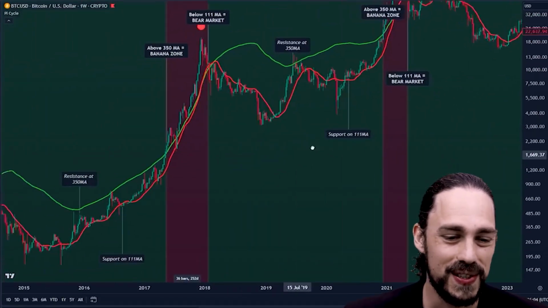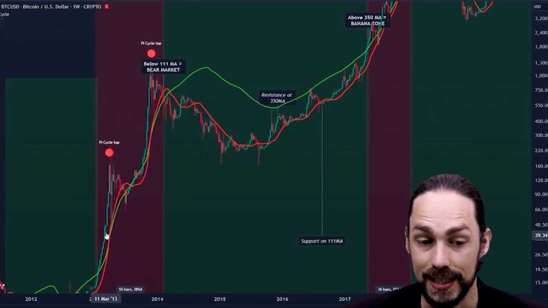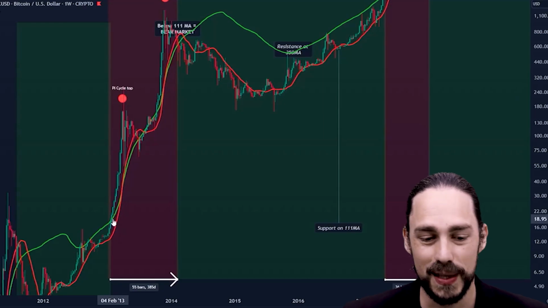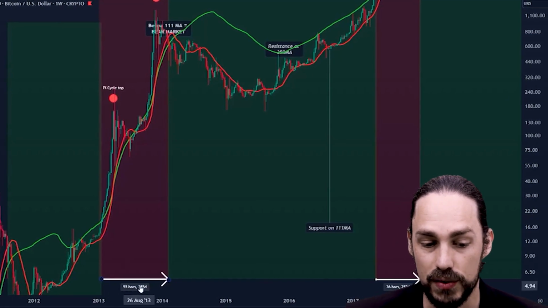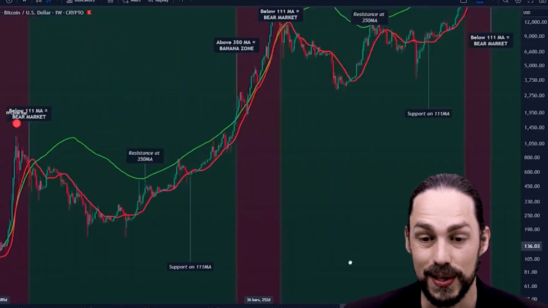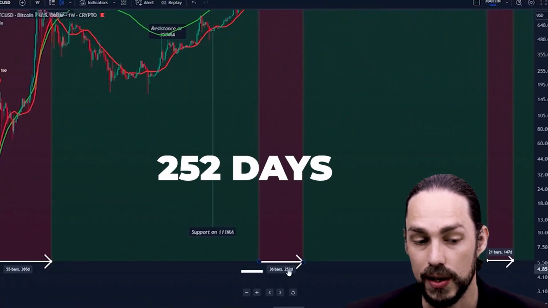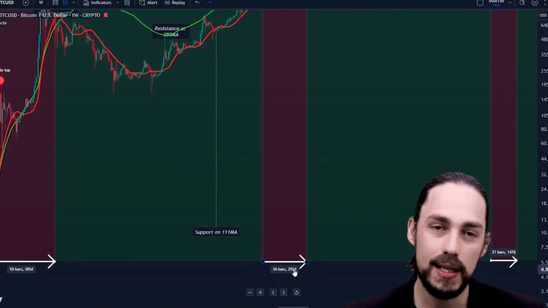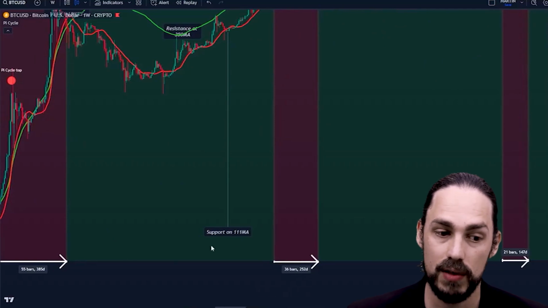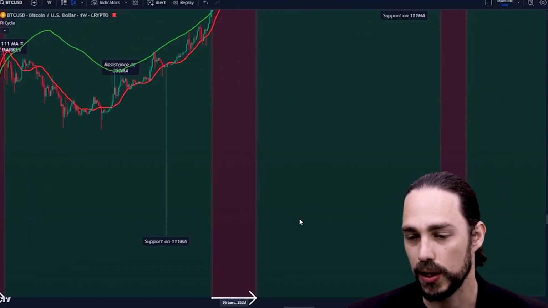And to do that, we can calculate how long we stayed above these levels in the past. Now, in the previous bull runs, in 2013, we stayed in this range for roughly 385 days. In 2017, we stayed above this green line for roughly 252 days. So we can already see that we have these diminishing time frames. The previous bull run lasted 385, this is only 252. So it's getting shorter and shorter.